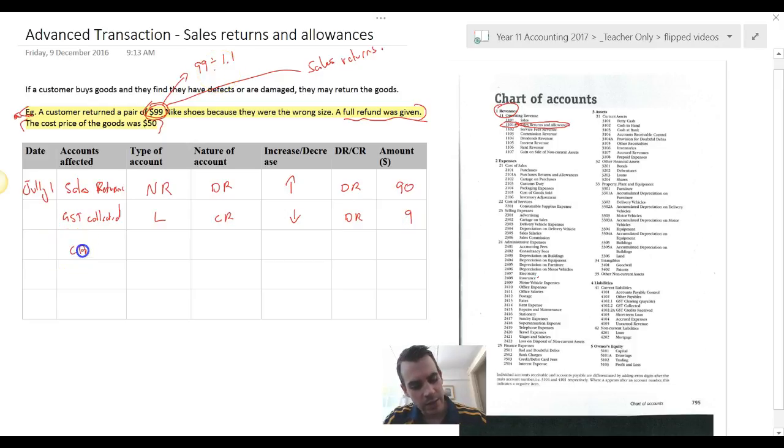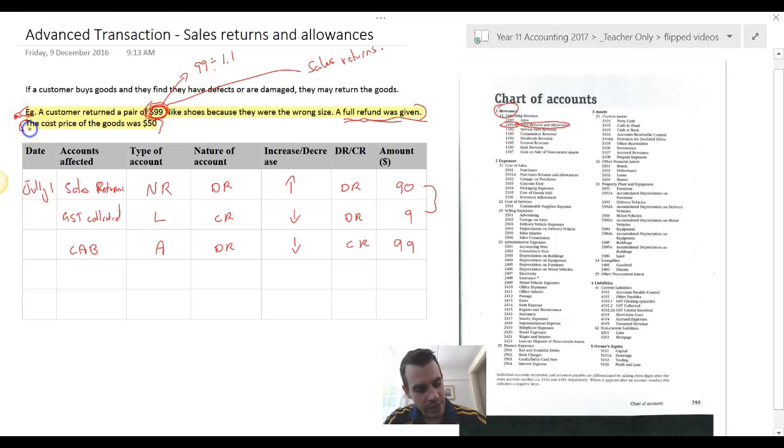The final account is going to be our CAB, our cash at bank. Cash at bank's an asset account. Assets are debit by nature. We're giving a full refund, so we're returning to the customer $99. So our bank account's going to go down, so this is going to switch to a credit for $99. You can see here our two debits of $99 equal our credit of $99.